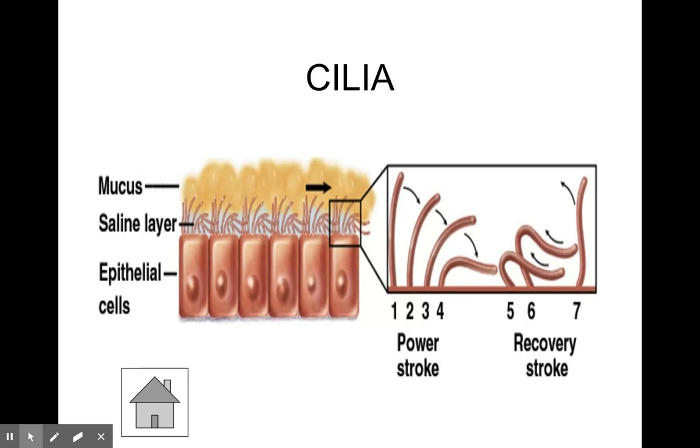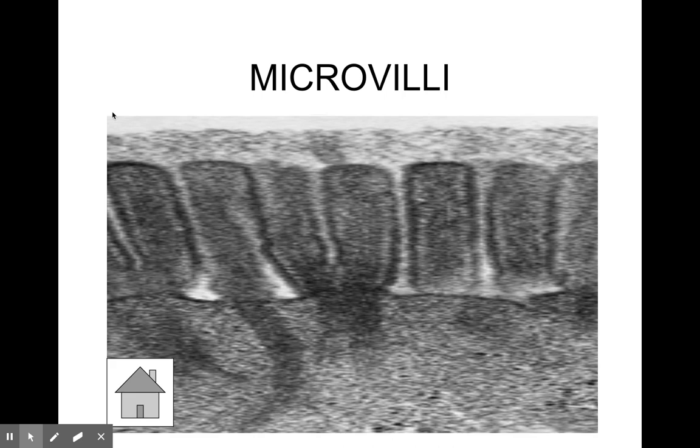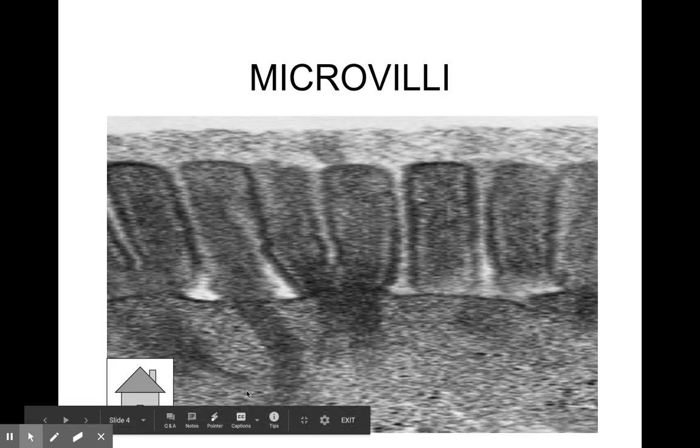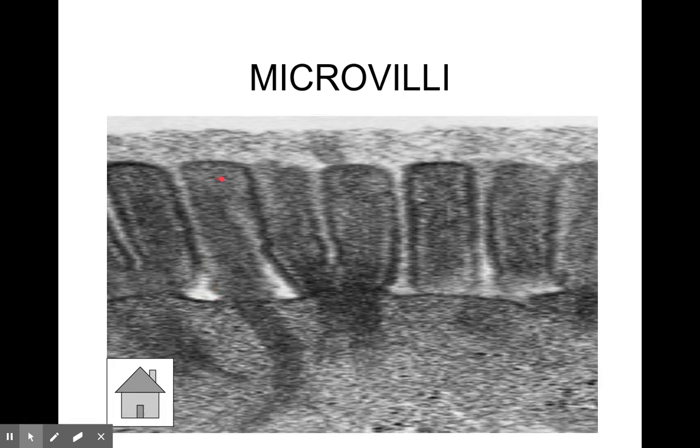This is just an illustration of cilia, so it's finger-like projections, and they always tend to beat in one direction or move in one direction. Microvilli are extensions of the cell. They're finger-like extensions. Okay, so we can kind of see here's the cell membrane, but it will kind of go up and around like fingers, up and around.